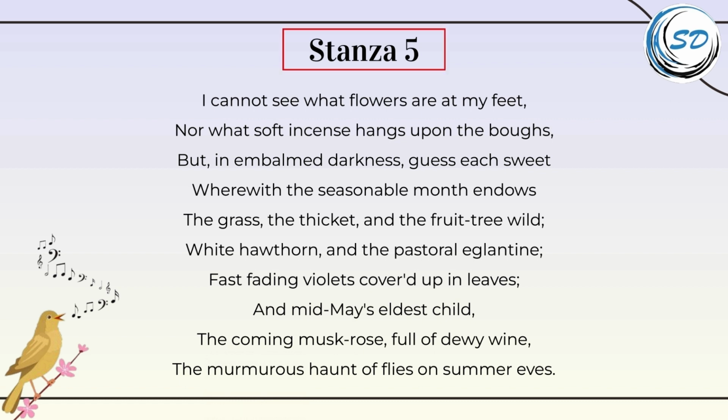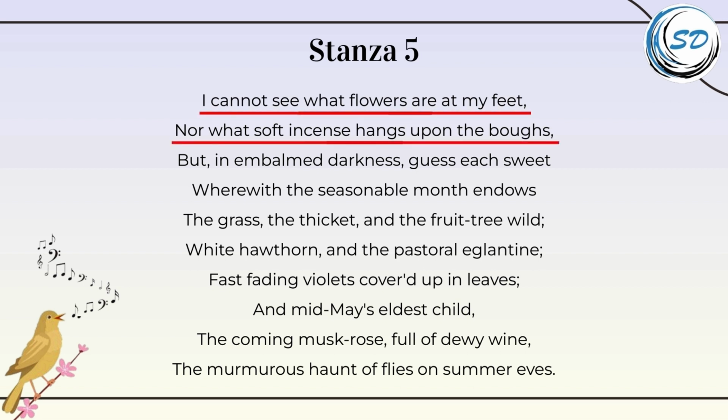In this stanza, the poet continues to describe the enchanting world of the nightingale, contrasting it with his own limited and mortal perspective. He begins by expressing his inability to see the flowers that lie at his feet or the fragrant incense that hangs on the tree branches. This lack of awareness of the immediate surroundings represents the poet's detachment from the physical world, as he is absorbed in his thoughts and dreams of joining the nightingale's realm.